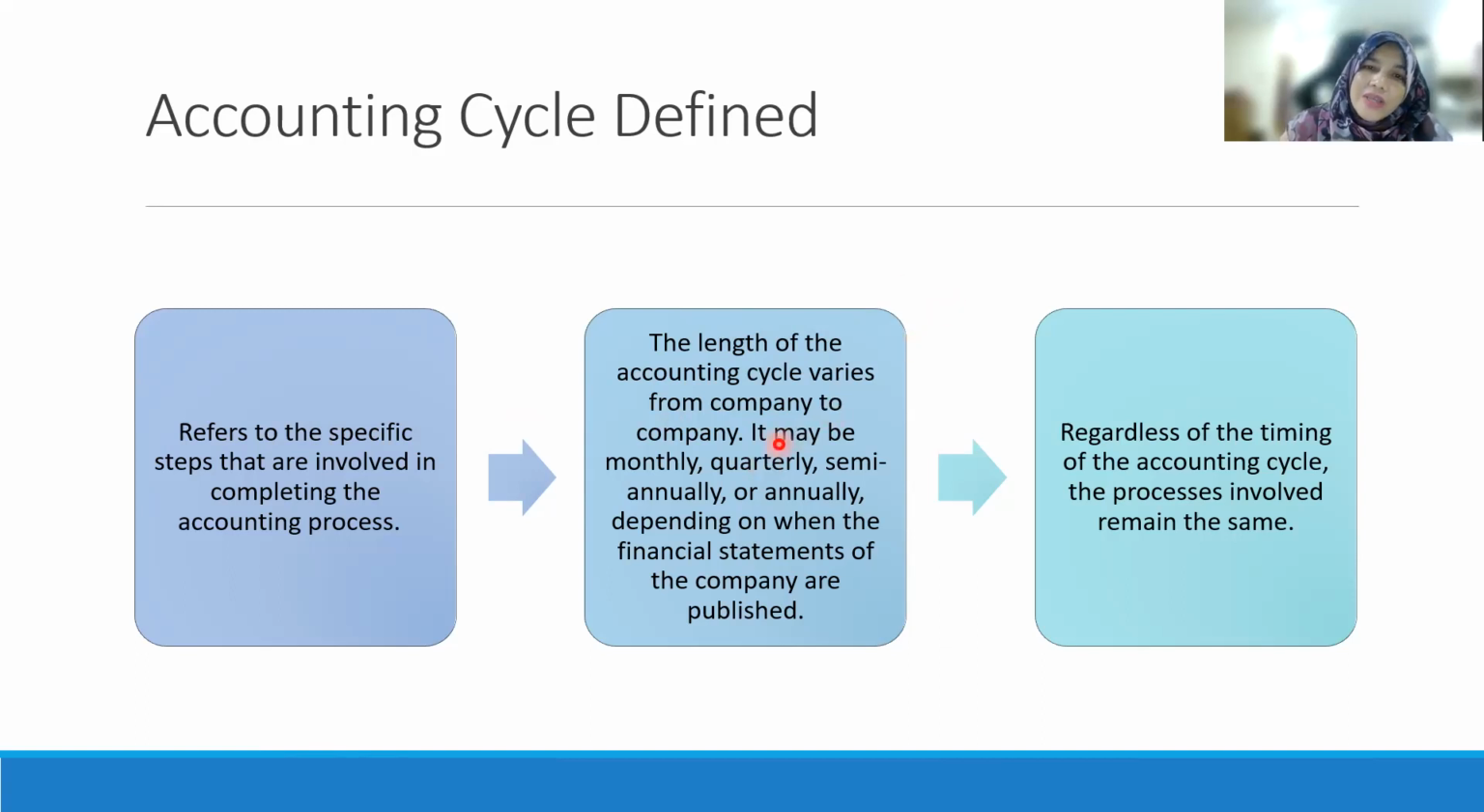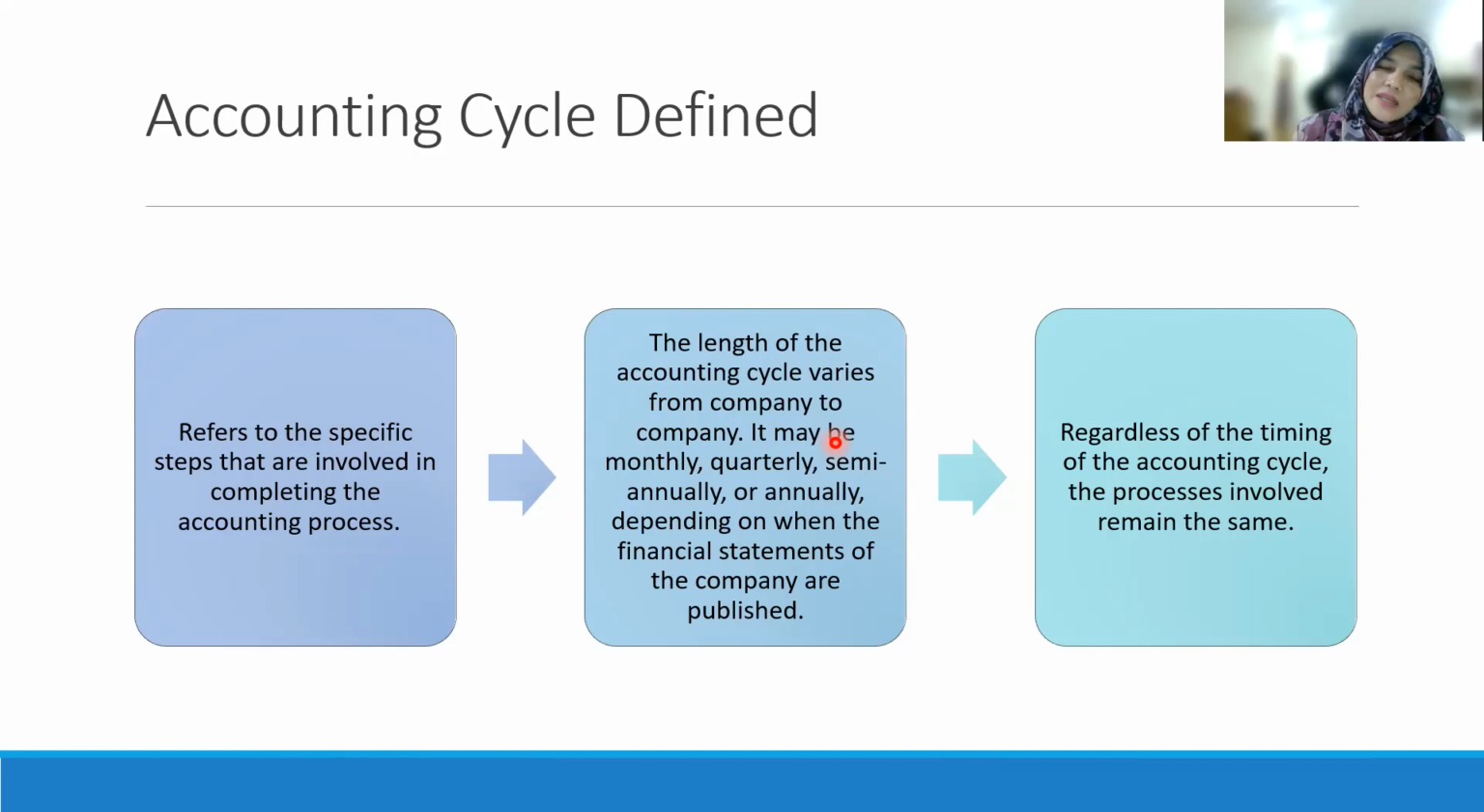Yeah, the length of accounting cycle varies from company to company. It may be monthly, quarterly, semi-annually, or annually, depending on when the financial statement of the company are published. So of course, usually the financial statement will be prepared on yearly basis at least, and then the completion period is known as financial year. So it can start in January, February, March, April. So it is not actually like every company have to end their financial year in December.